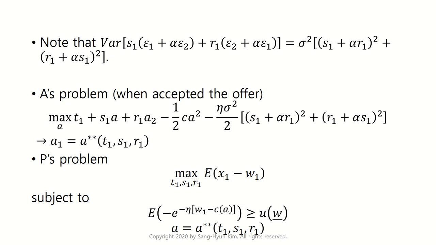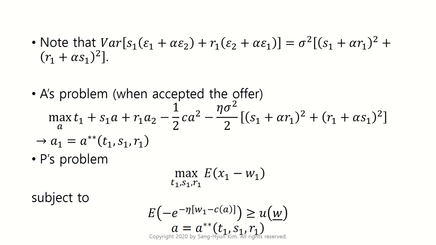So from this S times Xi we have S times epsilon i plus alpha times epsilon j, plus we have the variance from the third term, the last term, right? So R times epsilon j plus alpha times epsilon i. So this is the variance of the wage, and it can be written like this. It's sigma squared times (S1 plus alpha times R1) squared plus (R1 plus alpha times S1) squared, right?